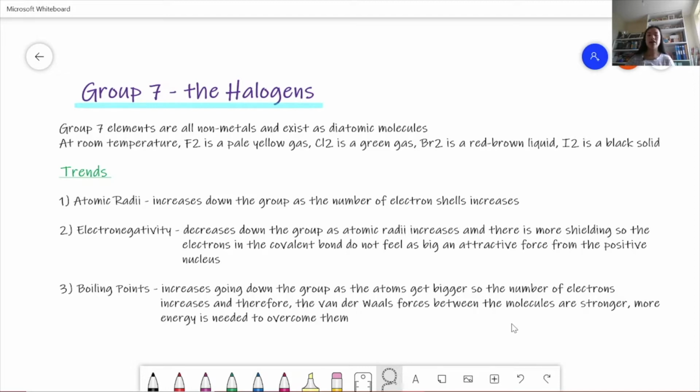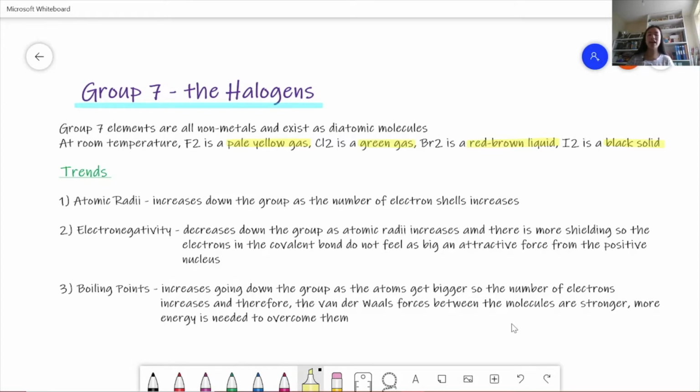At room temperature, fluorine is a pale yellow gas, chlorine is a green gas, bromine is a red-brown liquid, and iodine is a black solid. So these are really important to remember because you can be asked about it, or when you're forming equations, sometimes you need stuff in their standard states. So for example, when you're doing questions about Hess's law maybe, you need to remember that fluorine and chlorine are gases, bromine is a liquid normally, and iodine is a solid.